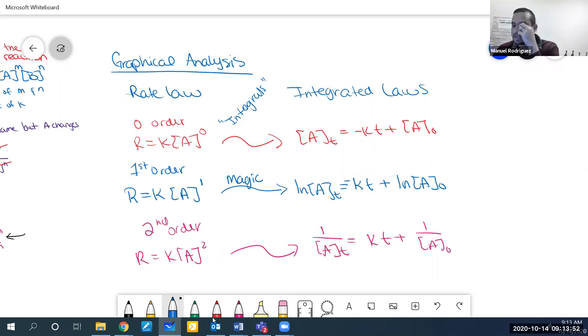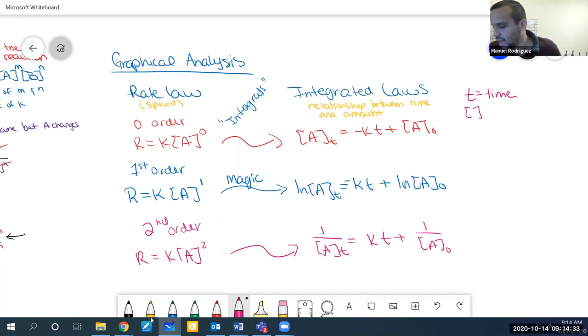The idea is that when you have the rate laws, they study the speed of the reaction. But sometimes we actually want to know the relationship between time and amount. And the integrated laws allow us to find the relationship between time, because t in this thing is time, and concentration, because A at t is the concentration at a given time.